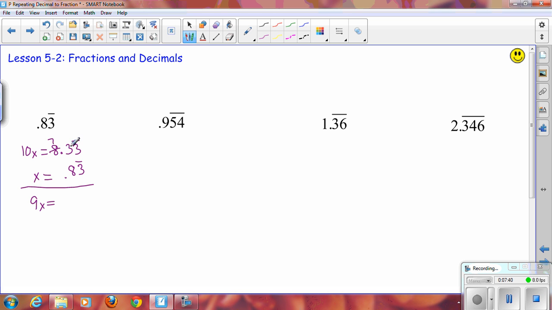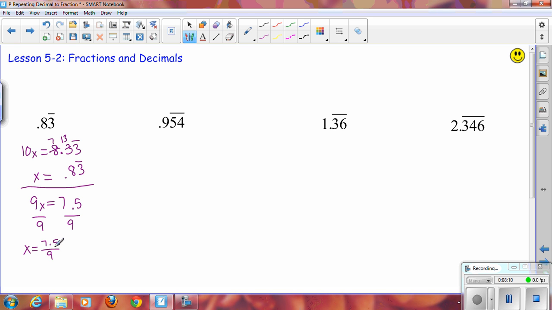The 8 becomes a 7. The 3 becomes 13. 13 minus 8 is 5. Put your decimal point there, and your 7 comes straight down. So 9x equals 7.5. Divide by 9. And we have x equals 7.5 over 9. I'm going to fix that. That looks terrible.